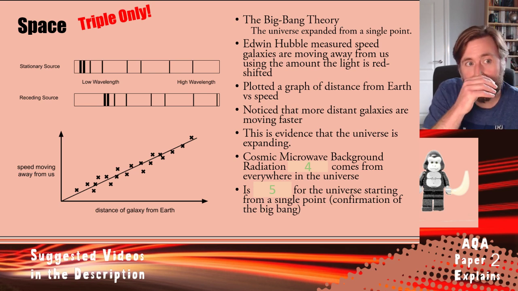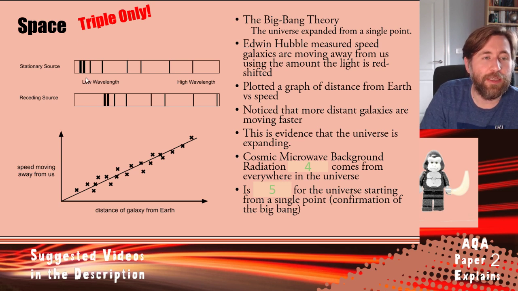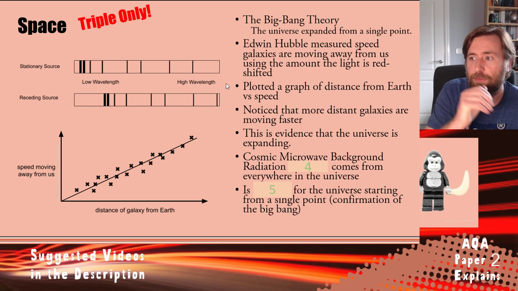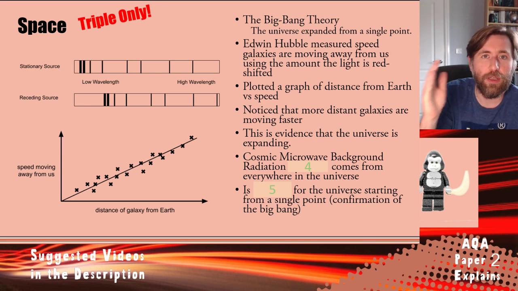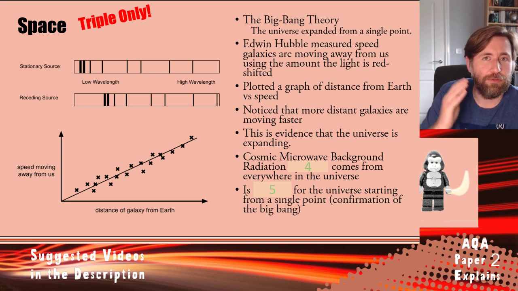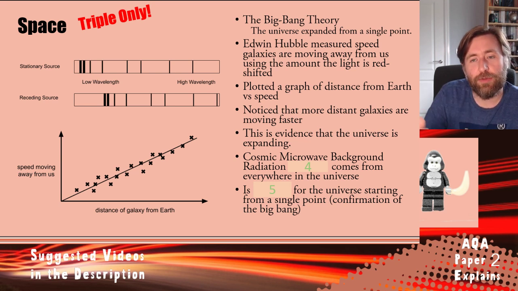Now just look at these two sets of lines. They're both the same, but one is shifted to the higher wavelength end. That means the red end of the spectrum, the low energy end of the spectrum. So that is redshift. If something is redshifted, it's moving away from us. The more it's redshifted, the faster it's moving away from us.